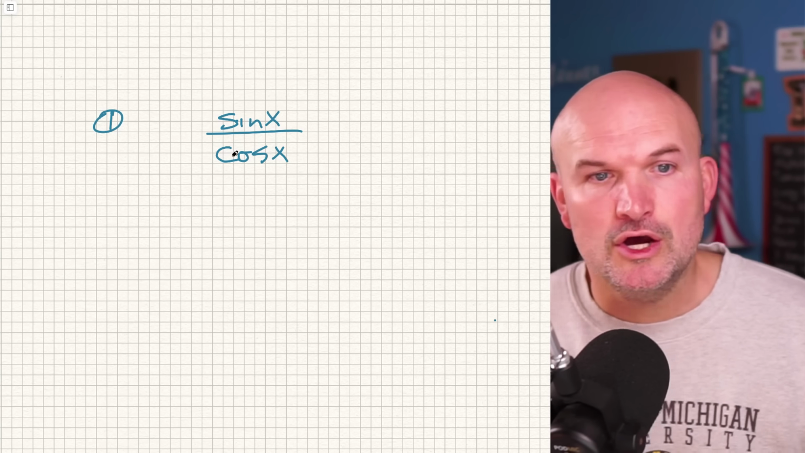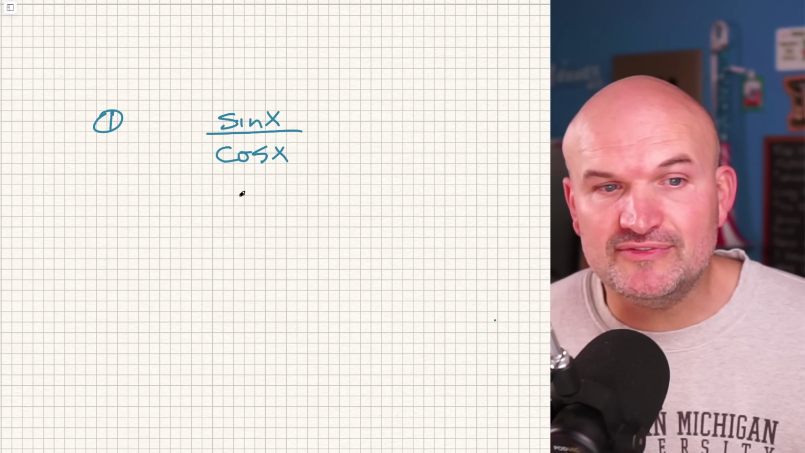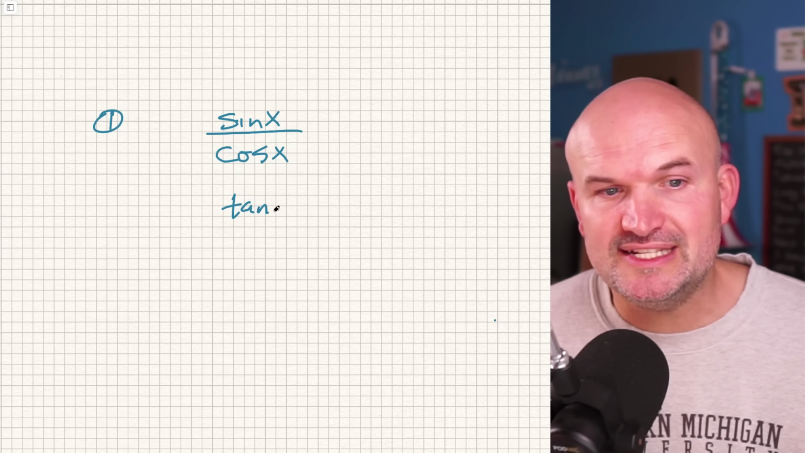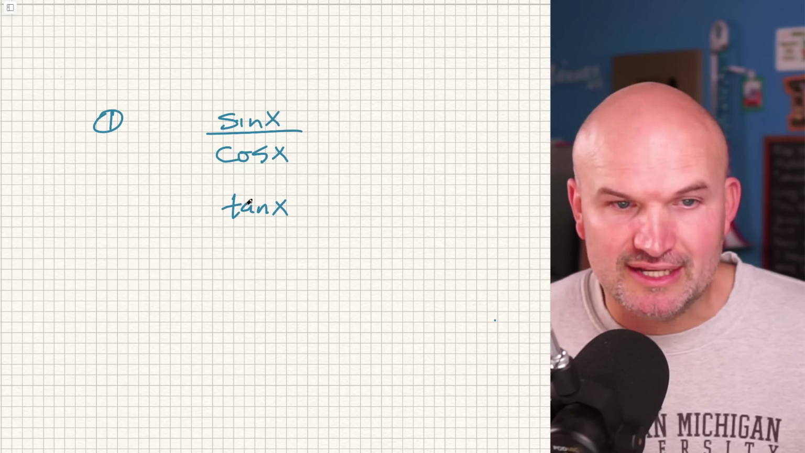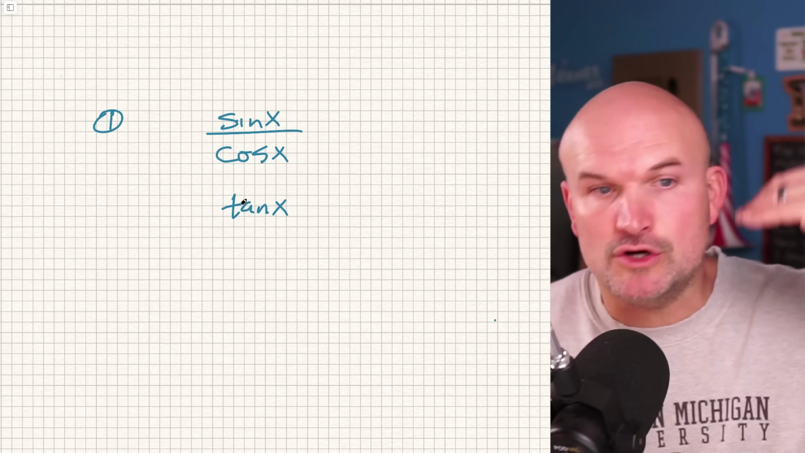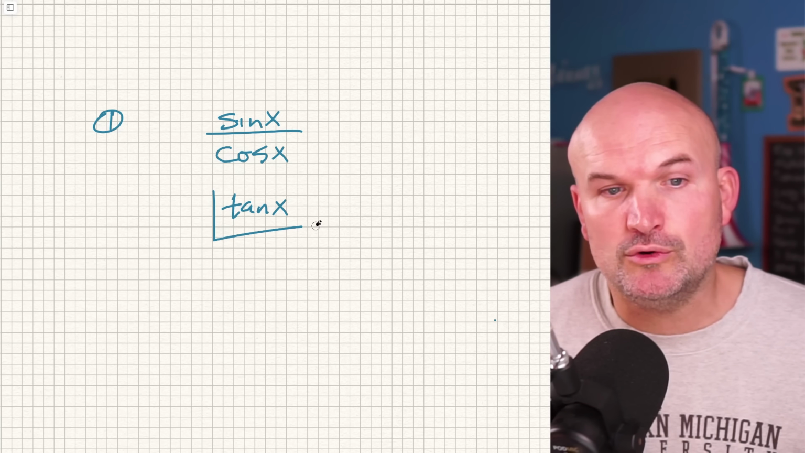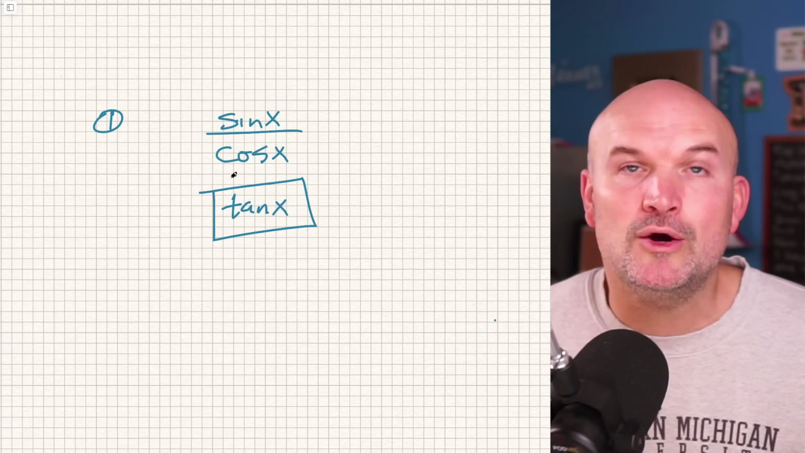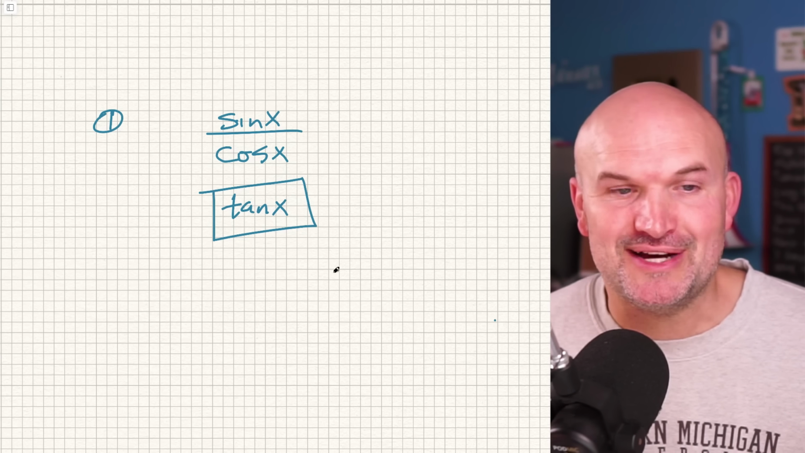So the sine of x over cosine of x can be simplified simply to the tangent of x, because tangent is represented as sine of x over cosine of x. That is what we call the quotient identity. And now, ladies and gentlemen, we have simplified this trigonometric identity.